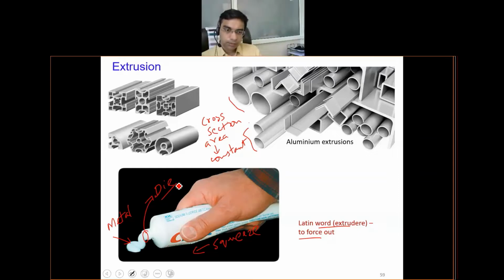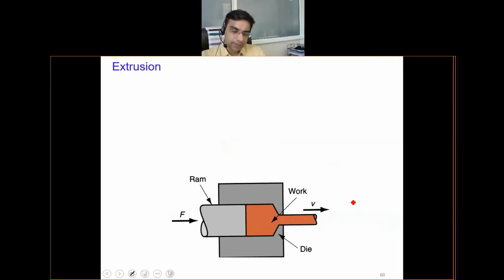Now this opening of the die can be tailored or modified to make different types of products. So this type of die can be changed to make circular objects, square objects. You can make hexagonal objects. You can make this type of L sections, etc. So what exactly happens in extrusion?